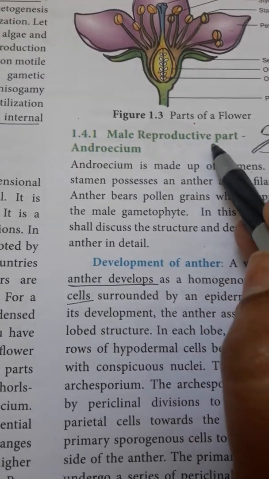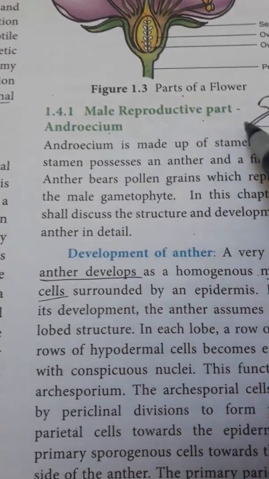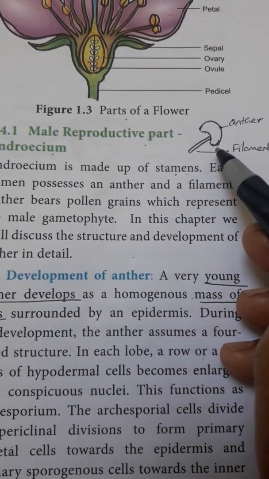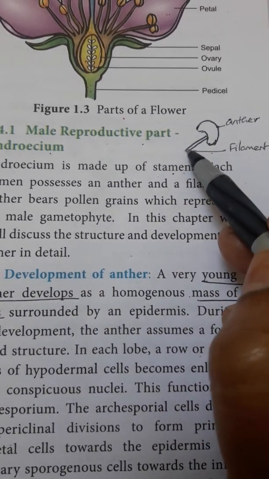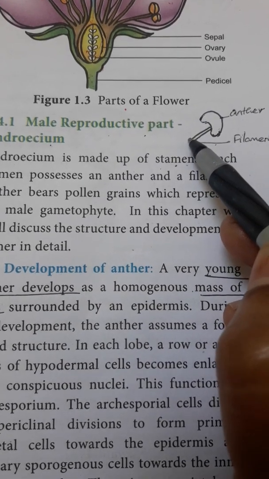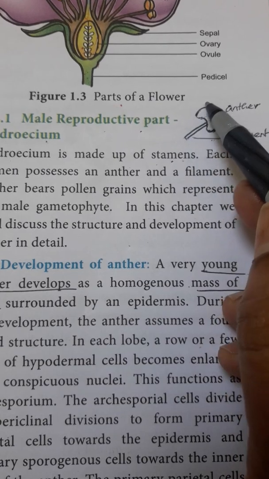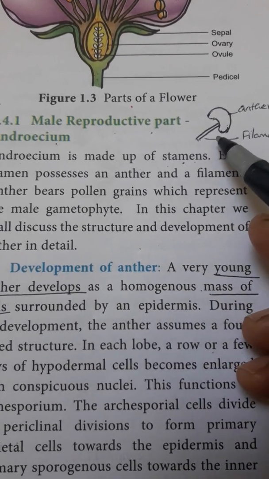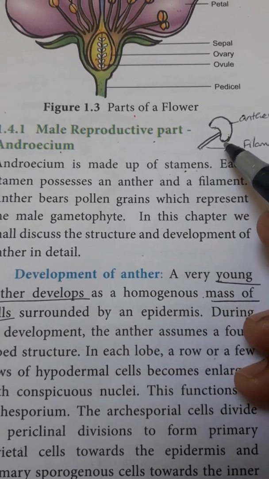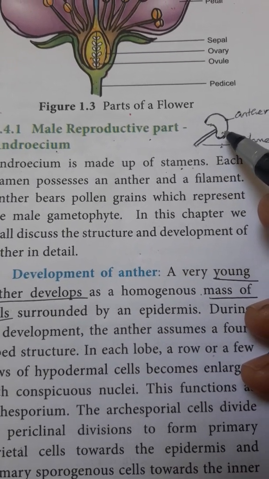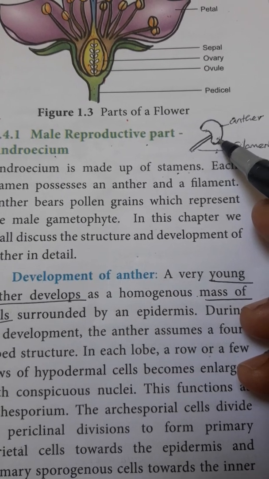Male reproductive part is androecium. What is androecium? It is made up of stamens. Okay, a stamen. This is known as a stamen. It is made up of anther lobe and a filament. Together it is known as stamen. In some flowers, for example in hibiscus, you find many anthers. Okay, they are numerous, monoadelphous.